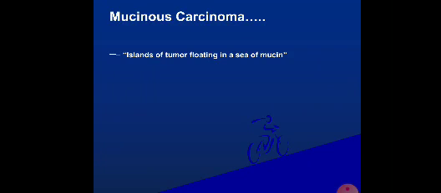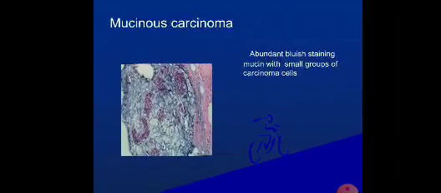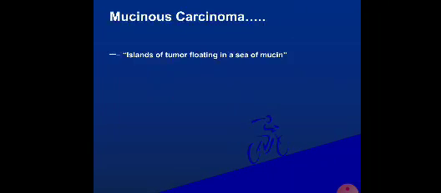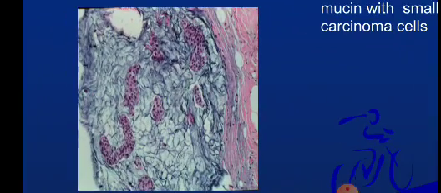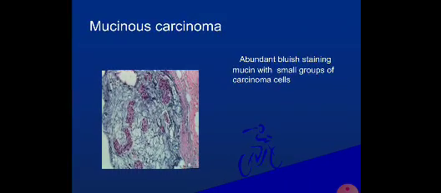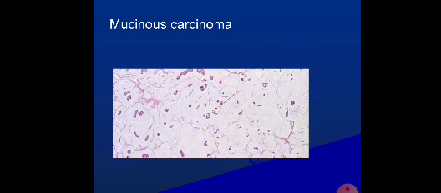Microscopically in mucinous carcinoma, you get islands of tumor cells floating in a sea of mucin. Only this one line can describe this whole microscopic picture. You get a pool of mucin in which the islands of tumor cells sit. Here you can see pink tumor cells surrounded by pink mucin. So abundant bluish staining mucin with a small group of cancer cells. This is the typical picture of mucinous carcinoma.